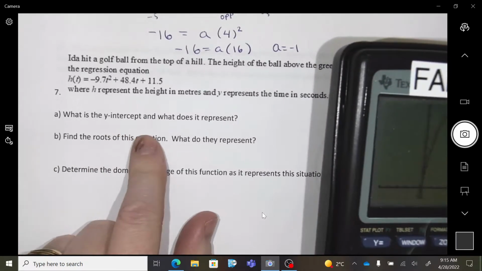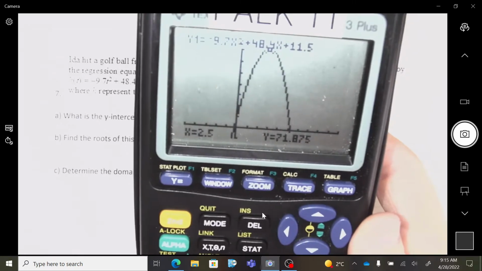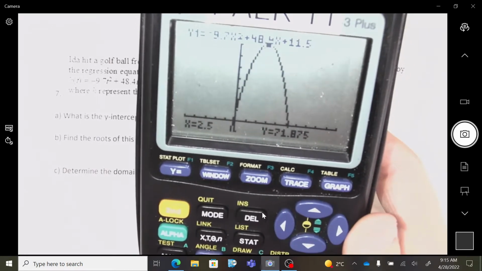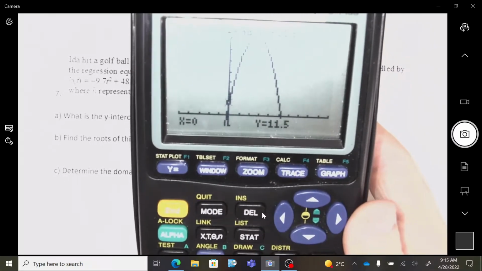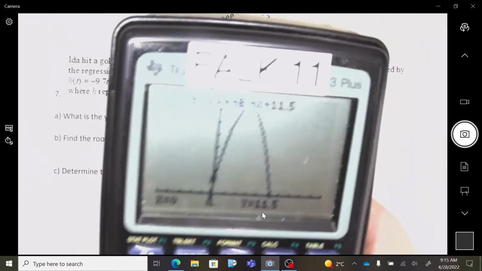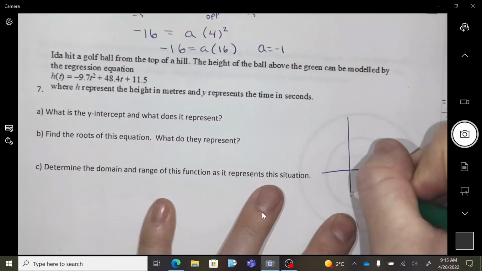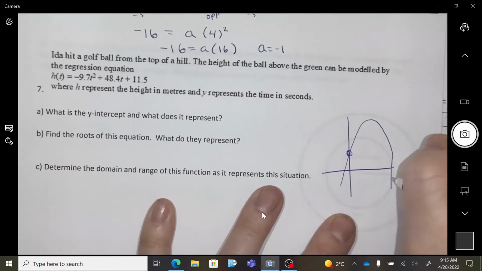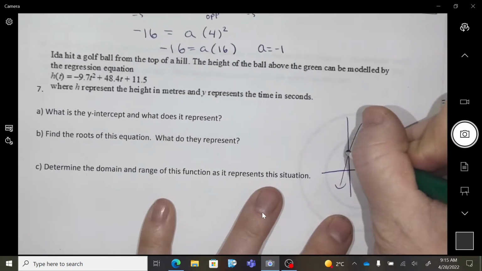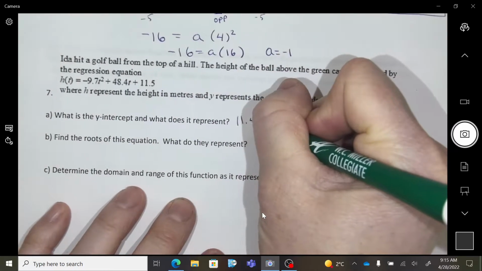Okay, question 1. What is the Y-intercept? So I'm going to trace. That gets me my mouse, and I'm going to say, hey, go to 0, enter. Go to 0, enter, and it's 11.5. So that Y-intercept is 11.5.